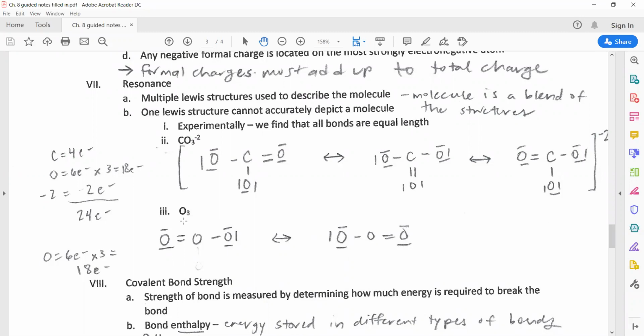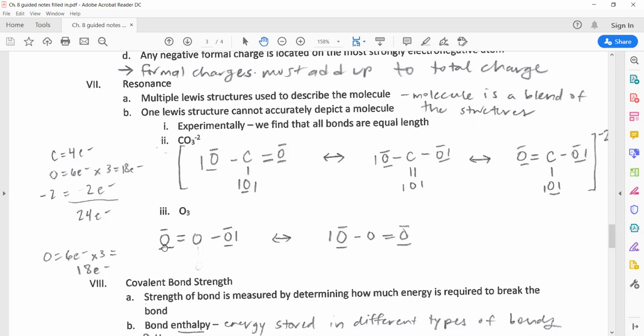O3 would be another example. So you've got three oxygens, each with 6 valence electrons, so you get to 18. You put the three O's in a line. You would start with a single and a single and fill up the outers. And once you filled up the outers, you would be out.